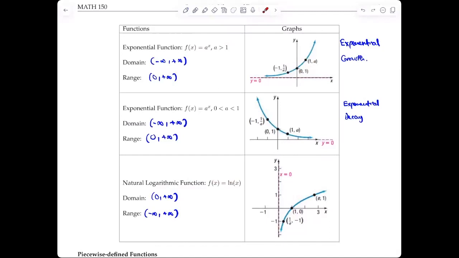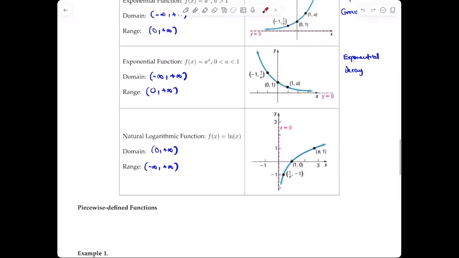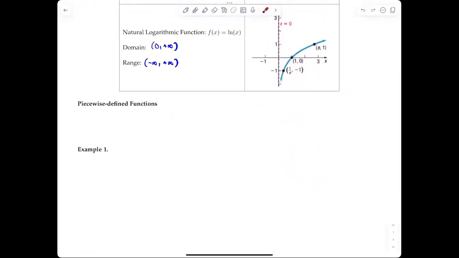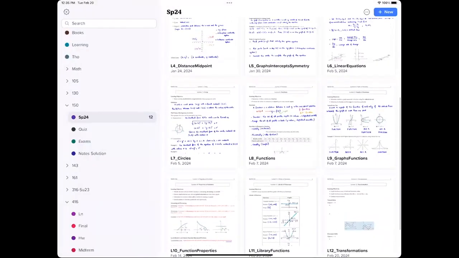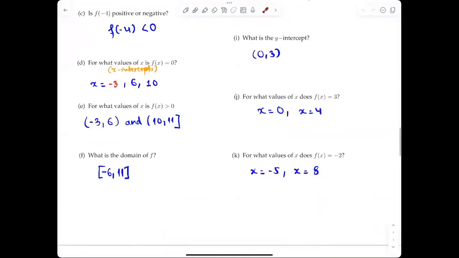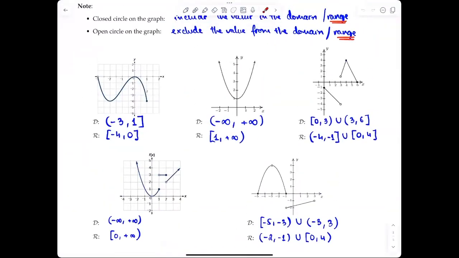You will see these functions over and over again in this course, and in the calculus sequences as well. Another type of function I want to introduce to you is piecewise defined functions. If you go back to the lecture notes we had in the past, something like this in lecture 8, you have this weird-shaped function. This function is called a piecewise defined function because it combines many pieces.